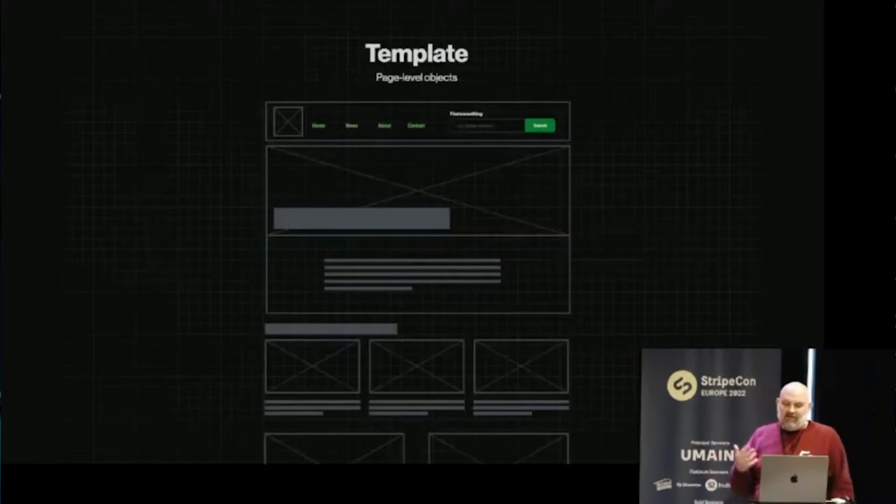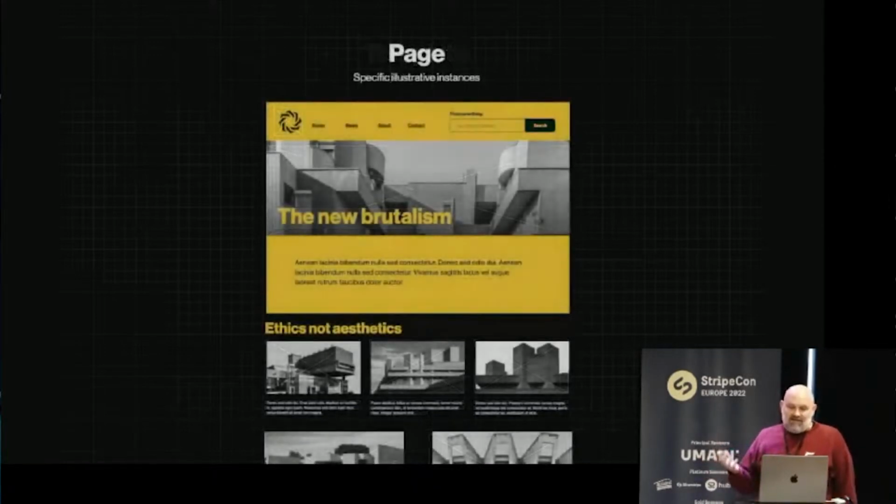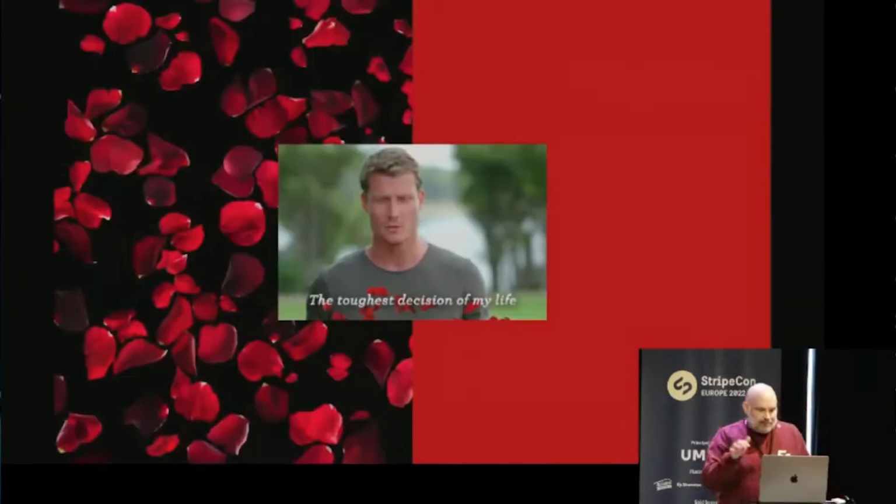From here, we're able to lose the chemistry analogy and adapt language that's more appropriate for our final output and makes much more sense to clients, bosses, and colleagues. Templates are page-level objects that place components into a layout and articulate the design's underlying content structure. Pages are specific instances of templates that illustrate what a design looks like with real representative content shown in place.